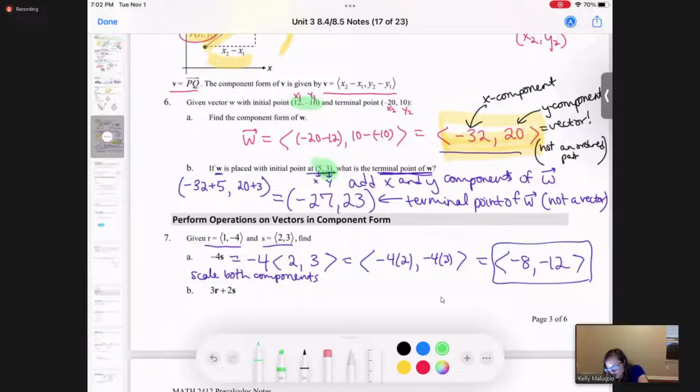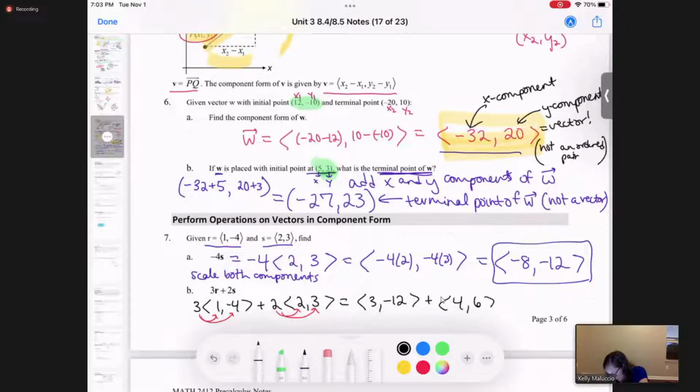Then this next one is a little different because we're scaling, but then we're adding 2 vectors together. So let's see what that looks like. We're going to write 3 times R, which is 1, negative 4, plus 2 times S, which is 2, 3. So we can scale this. We know how to do that. We know from the previous one that 3 can just be multiplied to these, 2 can just be multiplied to those. So let's do that first, and then we can add. So we'll get 3, negative 12, plus 4 and 6, right?